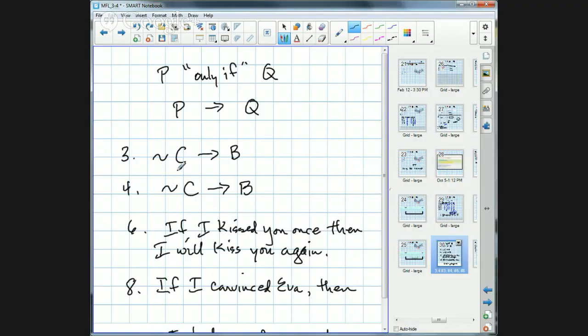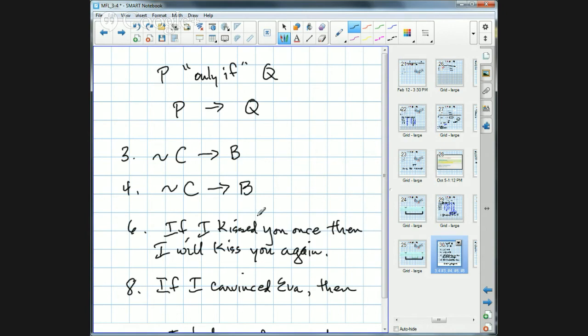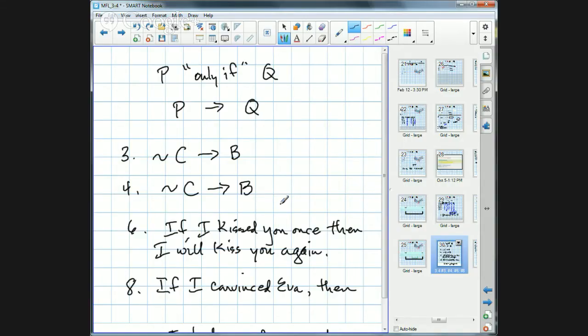So what I did is no cavities. If no cavities, then you brush your teeth with clean. Because what? The words "only if." Do you see that? Those words told me to just leave everything in the same order: if the first part, then the second part.